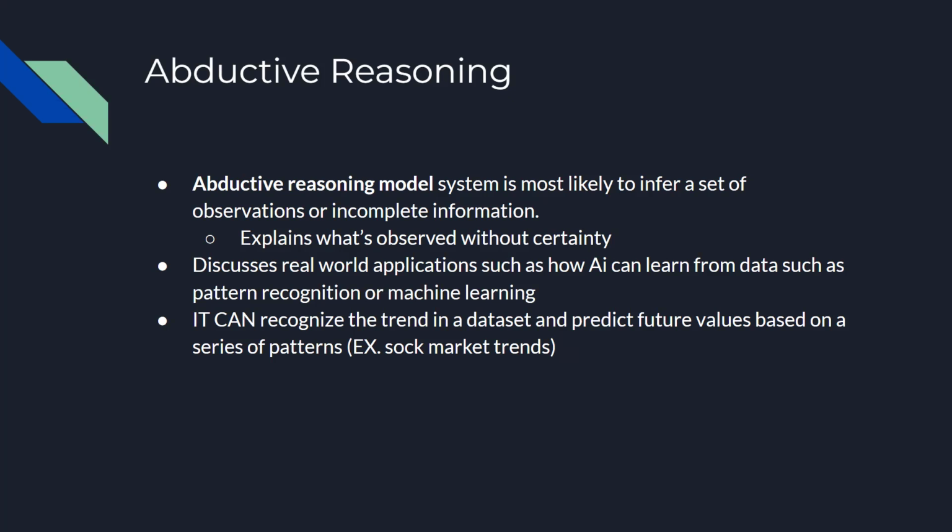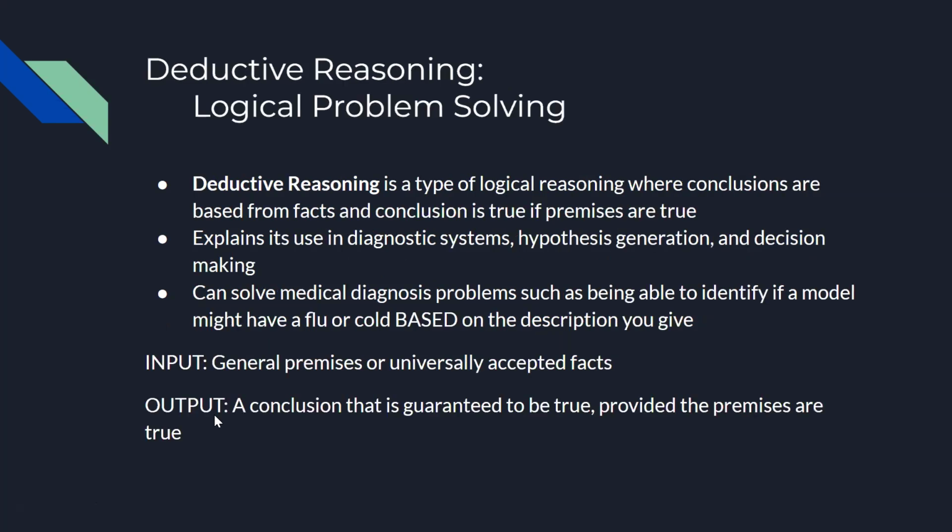With this model, it discusses real-world applications, such as how AI can learn from data through pattern recognition or machine learning. It could recognize trends in data sets and possibly make future predictions with values based on a series of patterns. An example of this could be stock market trends, or with inflation, you want to see how the prices might change for some items. I'm going to give an example for all of these models, so don't worry about that.